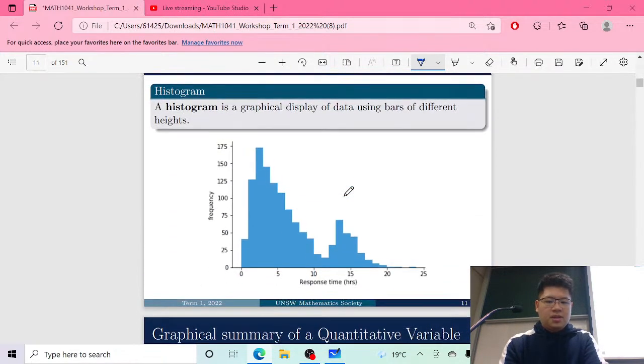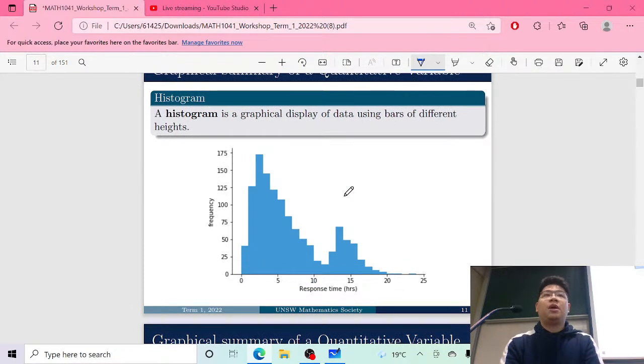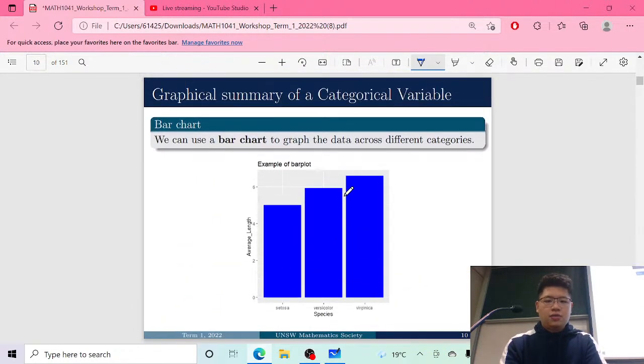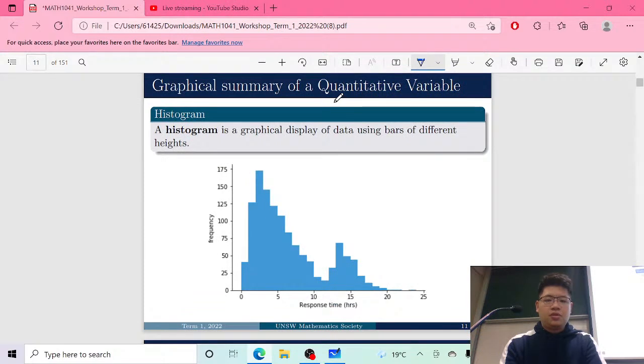The next one we'll talk about is the histogram. The difference between the histogram and the bar chart is that while the bar chart is used for categorical variables, the histogram is used for quantitative variables. For the quantitative variable, you group it up into ranges, right? In this case, we're talking about response times, and they're grouped into ranges. So maybe 0 to 1 hour, 1 hour to 2 hours, 3 hours to 4 hours. And you're just counting the number of instances that fall within that range. That's how you get this kind of graphical display here. It's really nice for seeing what the shape of your data looks like.